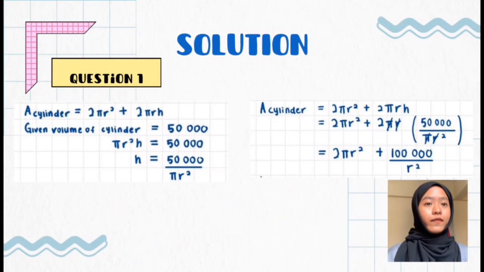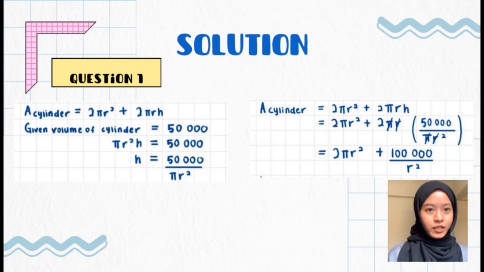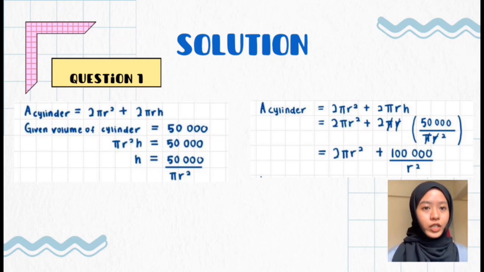Question A. Show that the surface area of the water tank is 2πr² + 100,000/r. We know the area of a cylinder is 2πr² + 2πrh, and the volume of the cylinder is 50,000. So we substitute the volume of the cylinder, which is πr²h = 50,000. We make h the subject of the equation, so h = 50,000/(πr²).